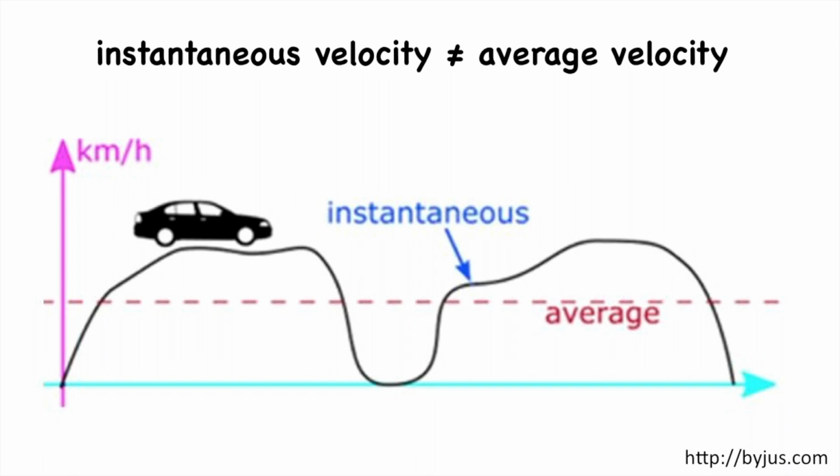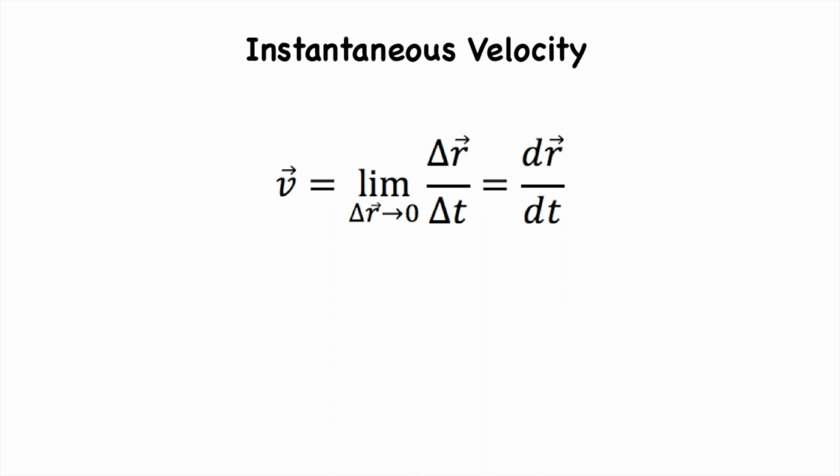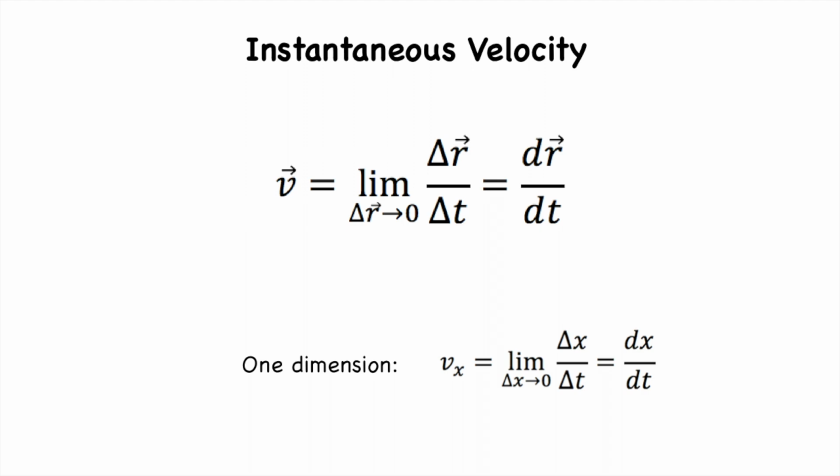In order to determine it, we have to consider smaller and smaller time intervals and use calculus. The instantaneous velocity is the change of position versus time as the position interval tends to zero. Mathematically, this is the derivative of position versus time. In one dimension, it is expressed like this.